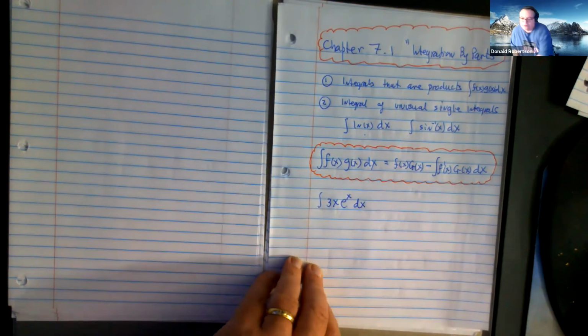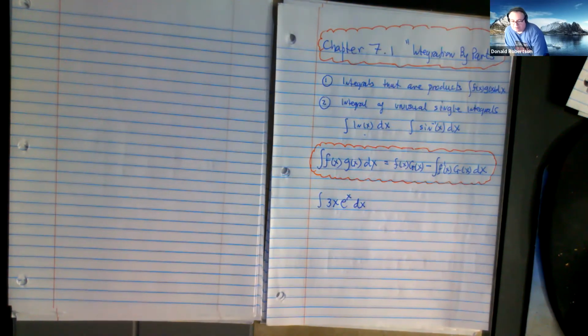I would like to do the indefinite integral of 3x e to the x. Well, let's talk about what you can't do. Would you agree it's not a u-sub? Wouldn't it have to be 3x e to the x squared? Then it would be a u-sub, and that's actually how I would do it.